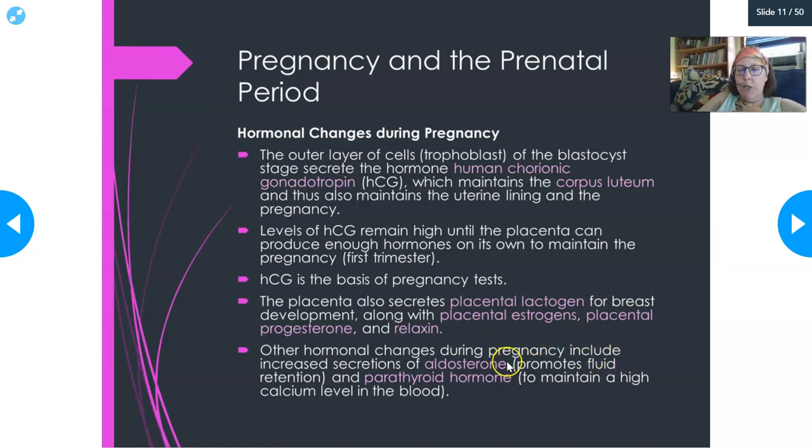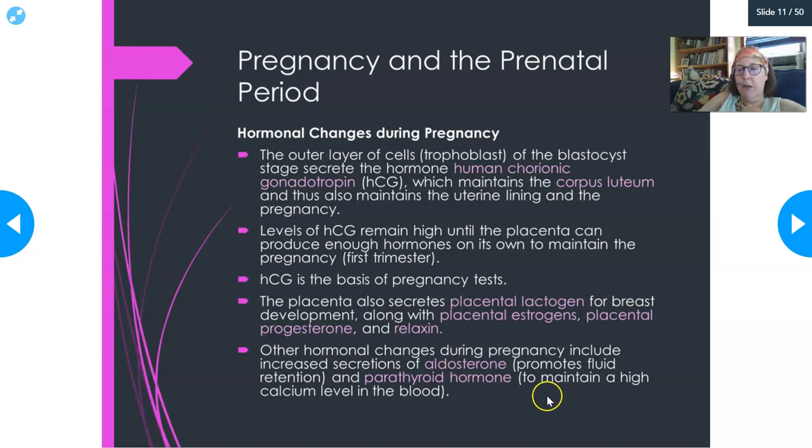Some other hormonal changes will be an increase in aldosterone. So if you want to go back to the renal chapter on aldosterone, it promotes fluid retention by reclaiming sodium and dumping potassium. All right, and so that means you're going to retain fluid. You're going to have more fluid loads just because you need more volume and more fluid for the baby too.